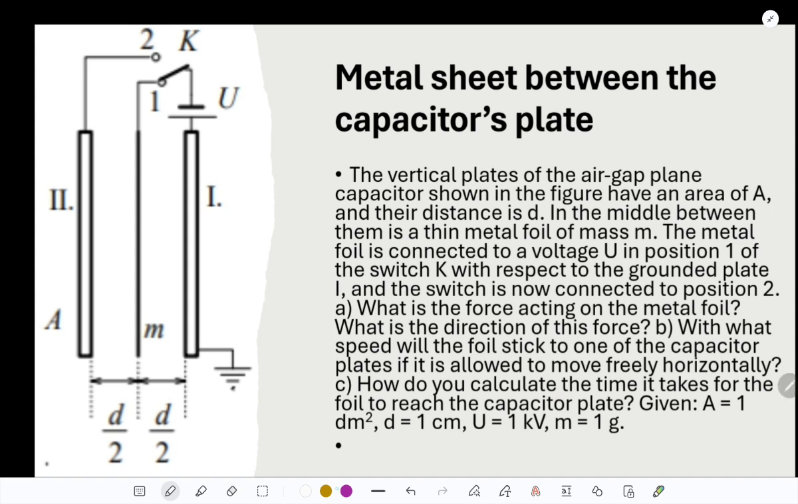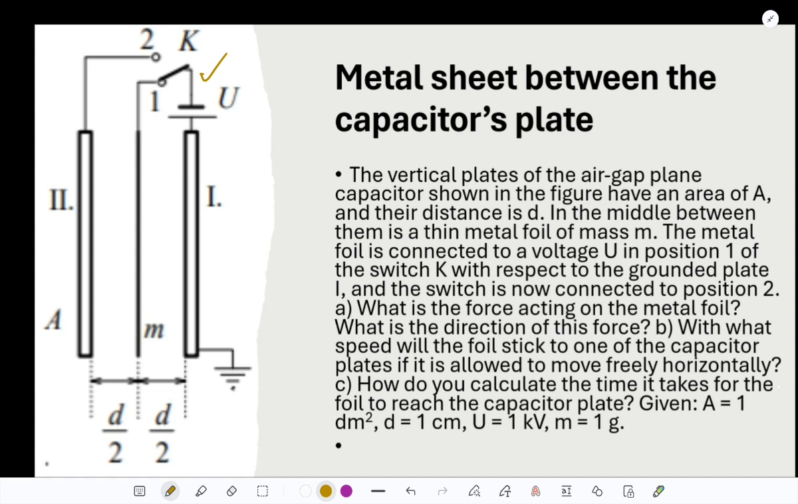Voltage U in position 1 of the switch K with respect to the grounded plate 1 first, and the switch is now connected to position 2. Switch is now shifted to position 2. What is the force acting on the metal foil? This is the first problem. What is the direction of this force?